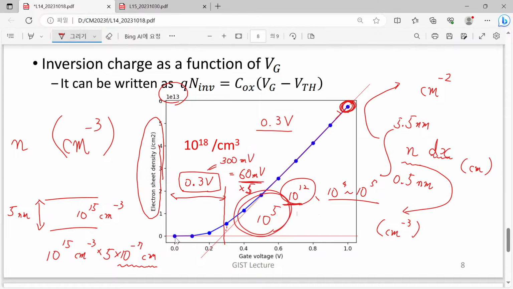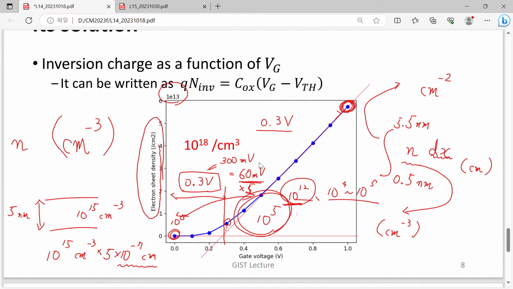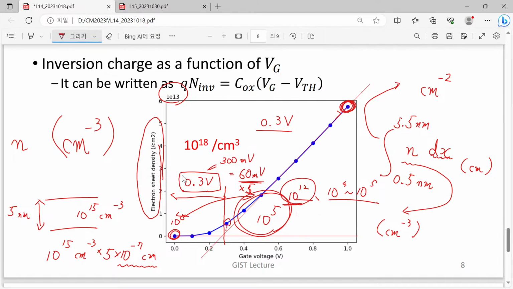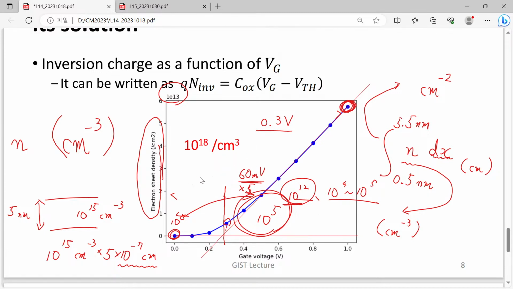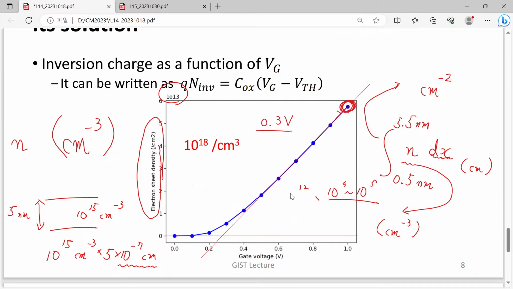So that corresponds quite well to your previous assumption. Yes, it was on the order of 10 to the 8, and it is now on the order of 10 to the 12 or 13. So there is a difference of 10 to the 5 or 10 to the 4. So yes, within this 300 millivolt, you can achieve this drastic change. So this is your homework problem. Please reproduce this result or these graphs by yourself. Okay?